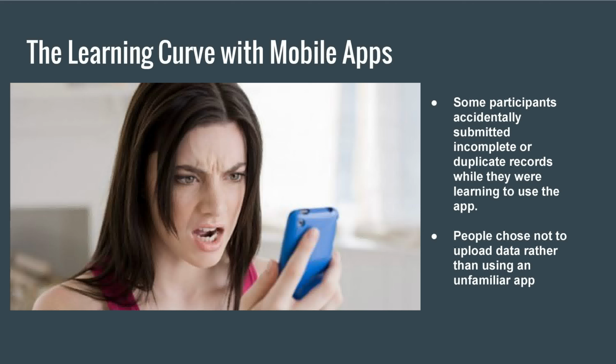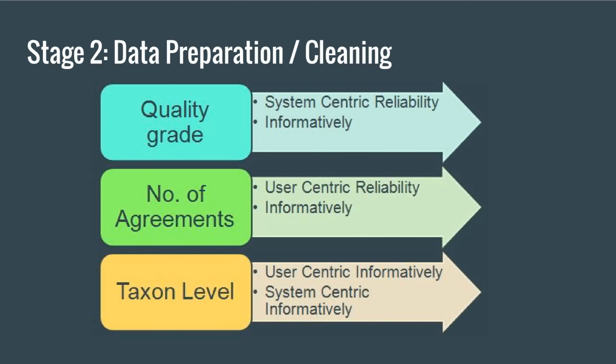Some participants chose not to upload any data rather than using an unpracticed app. These observations were critical in identifying how the system recorded provenance and interpreting the findings. After obtaining the data as described, the authors identified characteristics of records that predicted data validation interactions.